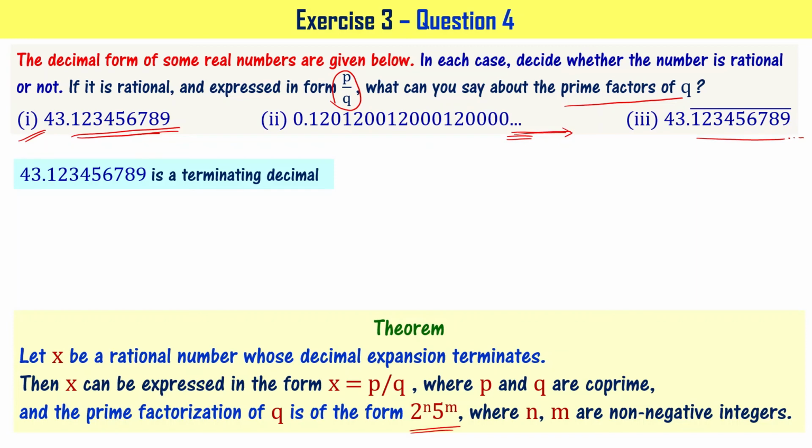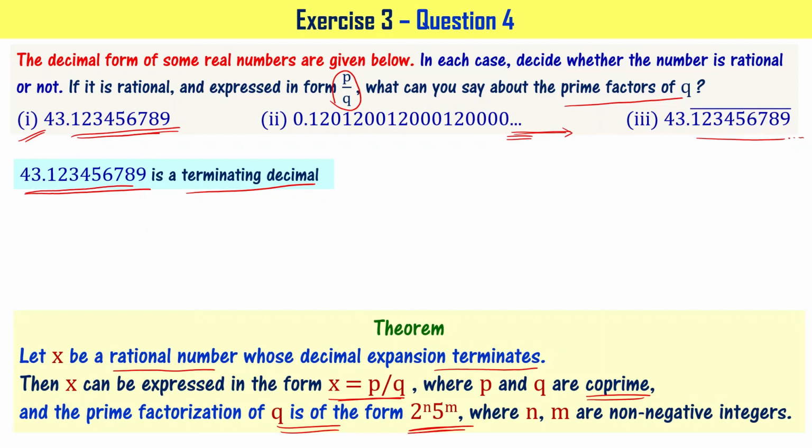Let x be a rational number, right? We said that this is a rational number whose decimal expansion terminates, right? Then x can be expressed in the form of p by q. That's what we said. Since it is a terminating decimal, we can express this particular number in the form of p by q, right? Where p and q are co-prime numbers, right? Then the prime factorization of q is in the form of 2 power n 5 power m, where n and m are non-negative integers. So look at the question.